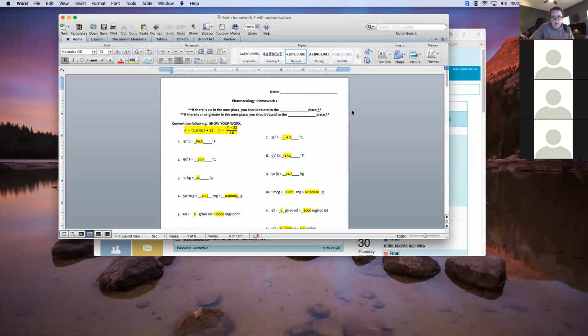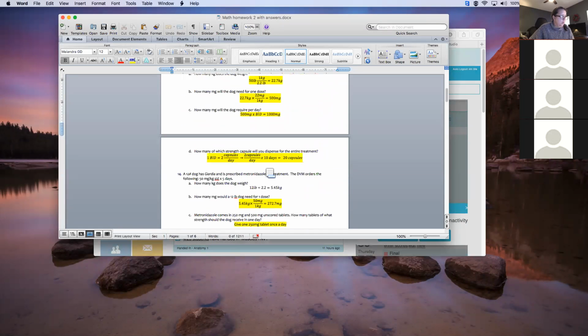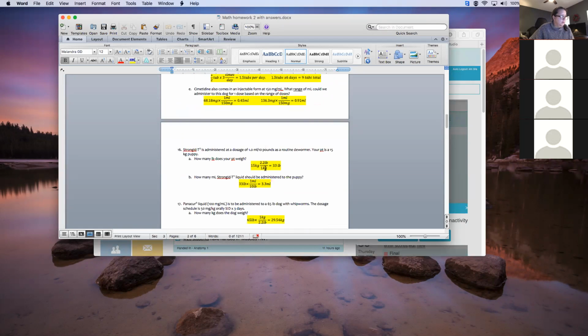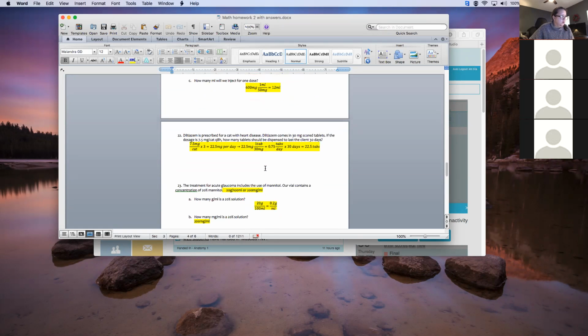Math homework 1 was kind of straight conversions, kilograms to grams, liters to milliliters, and so on. You're going to get this sheet sent to you, but let's skip down to one of the problems that goes into solutions. Because I think, again, converting percents and solutions are probably a little more of the challenging stuff.